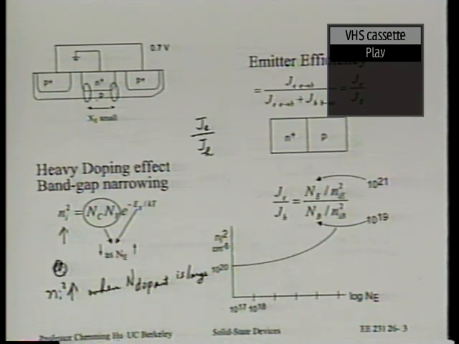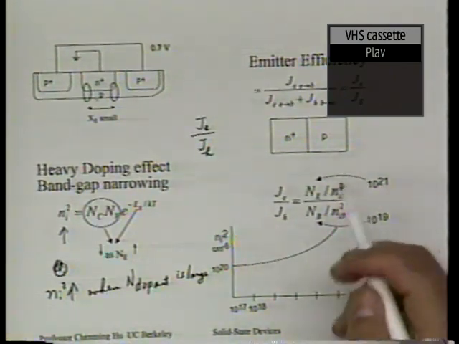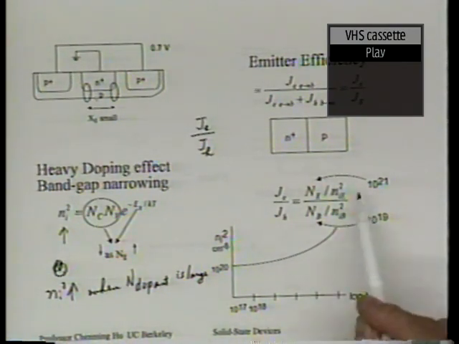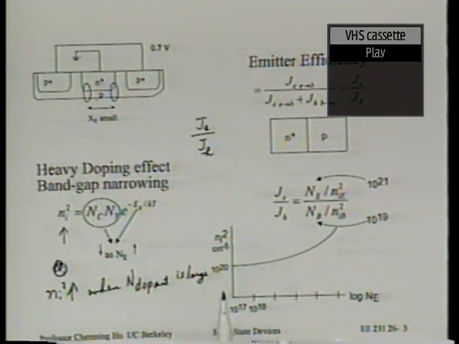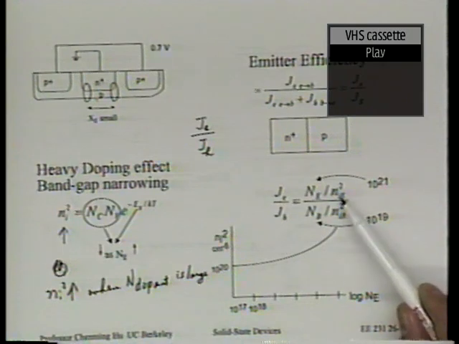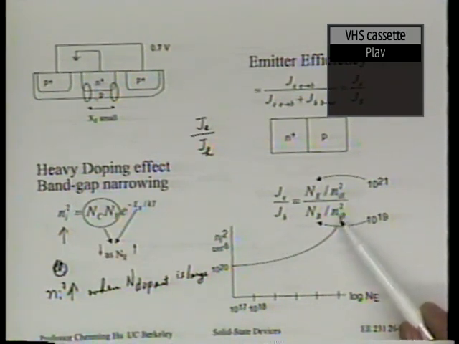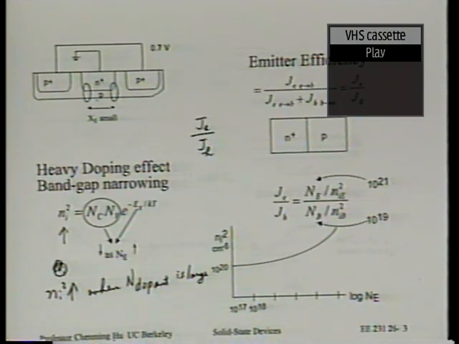So as a result, even if we use, say, 10 to the 19th here and 10 to the 21st there, we don't get 100 in current gain. We'll be lucky if we get 10. In fact, we won't get even 10, because the difference of NIE squared is more than a factor of 10. You see that? So this is known as the heavy doping effect. It's also known as band gap narrowing.